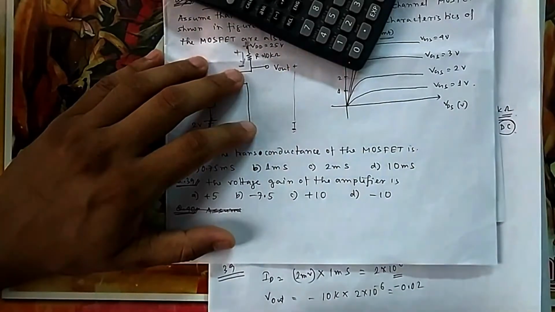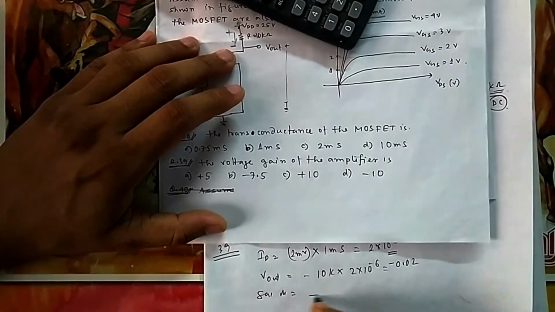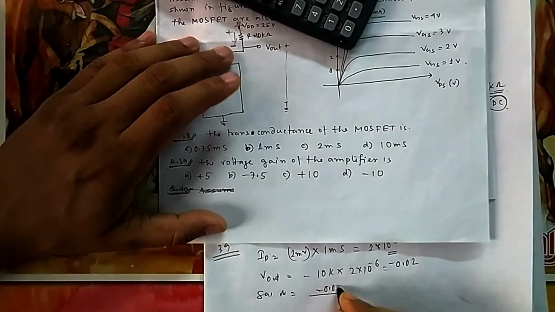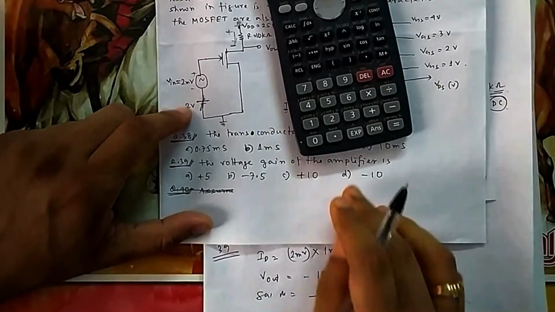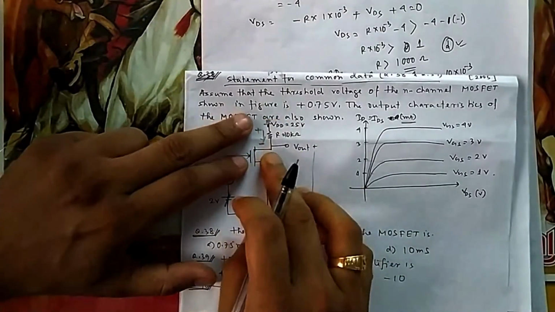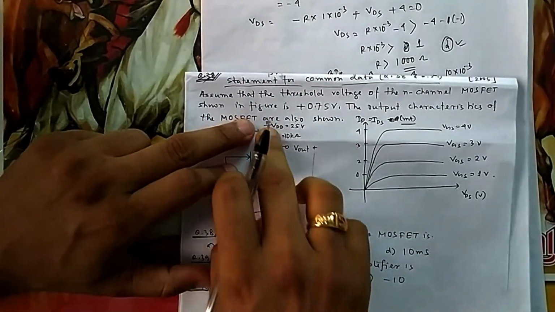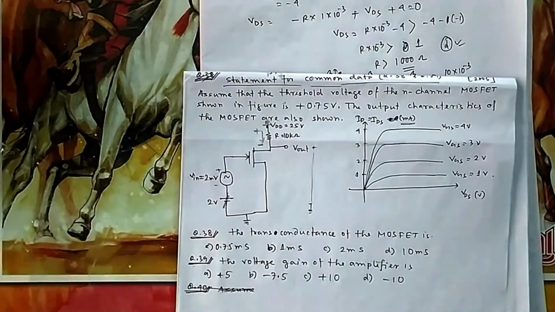Once you have Vout, what will be your gain? Gain, that is mu, will be equal to Vout, minus 0.02, divided by whatever input is given, 2 into 10 to the power minus 3. So it is minus 10. You see there is plus 10 also, minus 10 also, but it will be minus 10, because once you shorted it, current is flowing this way, so this becomes plus, this becomes minus. From here if you see it is minus plus. That's why it is minus 10.